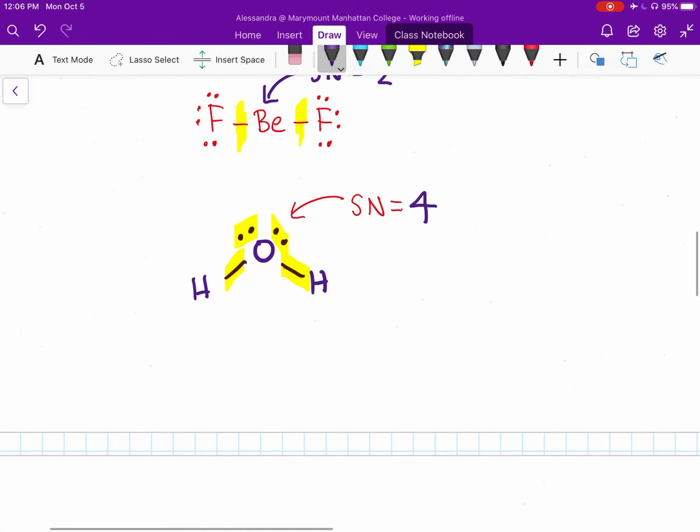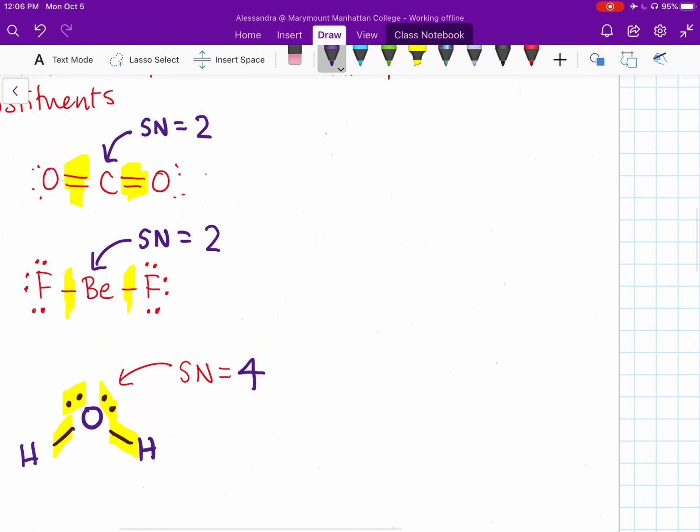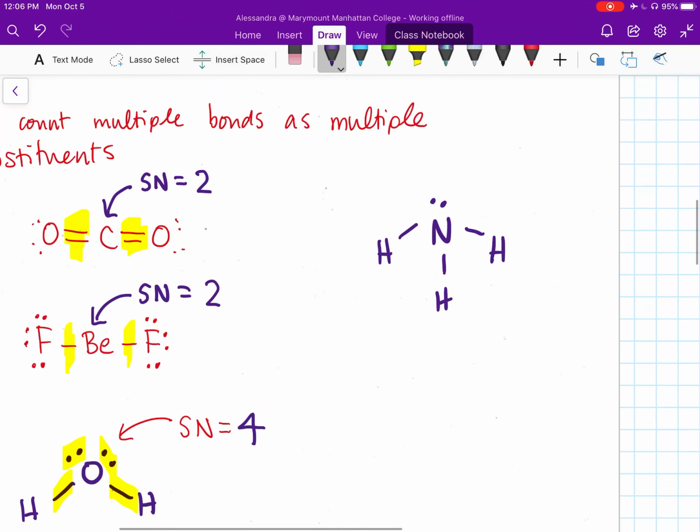Now let me give you a similar example: NH3. This is the Lewis structure for ammonia. And we want to figure out the substituent number around that nitrogen atom. So we count each lone pair and each bond as 1. 1, 2, 3, 4. We get a substituent number of 4 around that nitrogen.